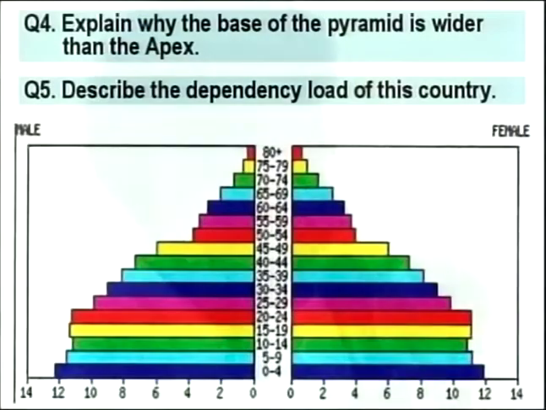The dependency load of this country is very high, because, as you can see on the monitor, the base is very wide compared to the apex, which is very short. So that means the dependency load is very high. If it is very low, that means the level of both male and female will be the same. It will be very low. Okay, that's according to his explanation.